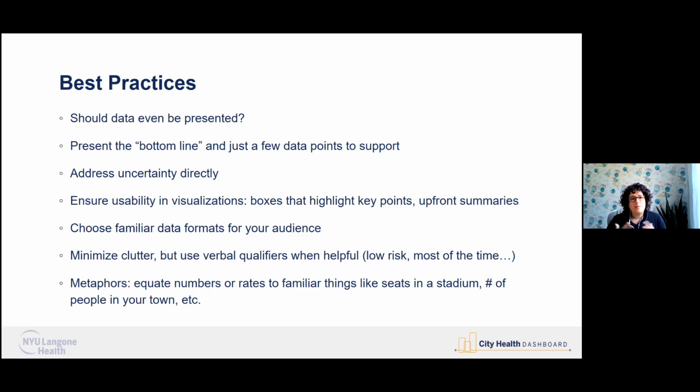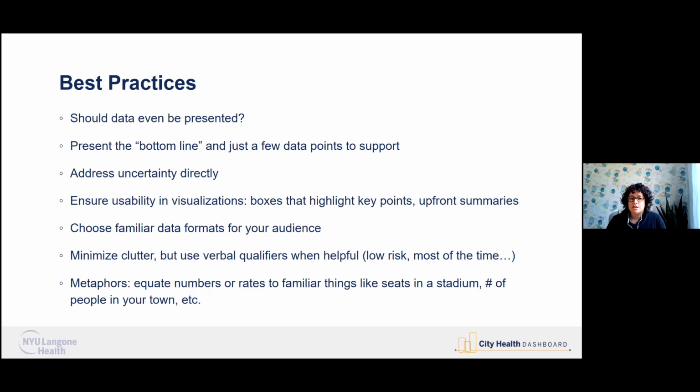You want to just present the bottom line, and then just whatever really necessary data points are needed to support that bottom line messaging. And then in terms of uncertainty, people will notice if something obvious is being left out of the message. And instead of asking the questions back to you, especially if there isn't an easy way to communicate back and forth, they will often just write off the whole message.